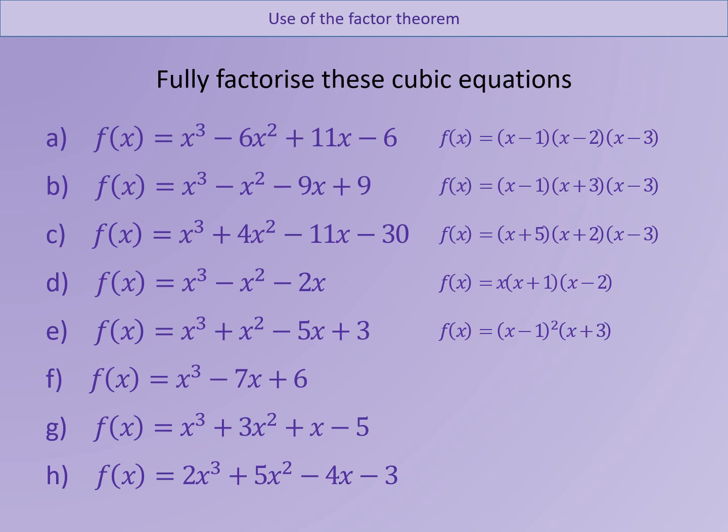In number 5 is our first example of a repeated root. So we have x minus 1, x minus 1, x plus 3, or if I want to simplify that fully, we would write it as x minus 1 squared.